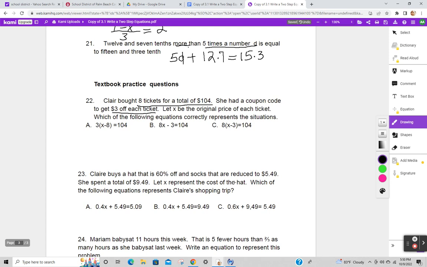Let X be the original price of the ticket. All right, so the price of the ticket is X dollars. But remember, she's saving $3 off of each ticket. So we're going to subtract $3 from the cost of each ticket because of the coupon that she has. Okay? So this is going to be the cost of each ticket.